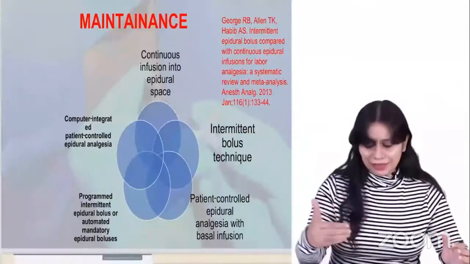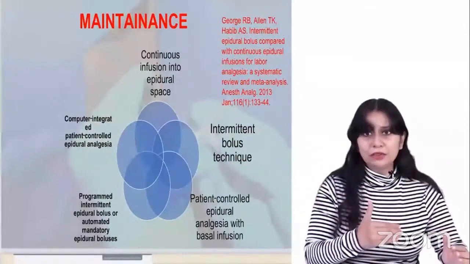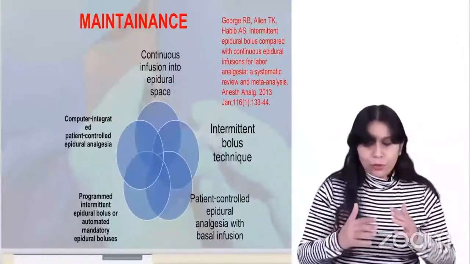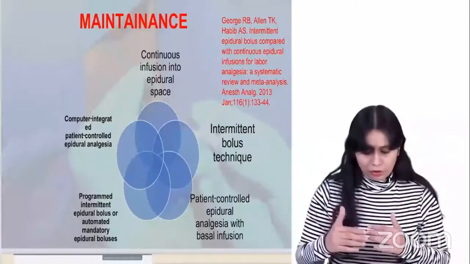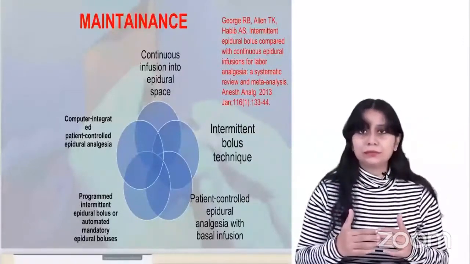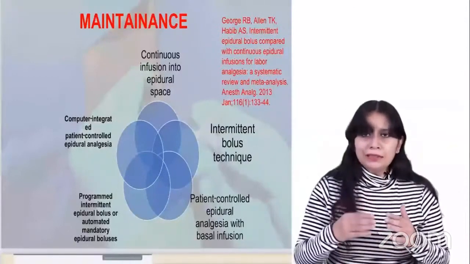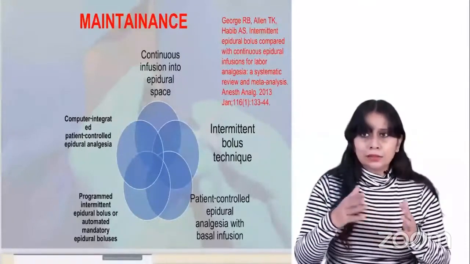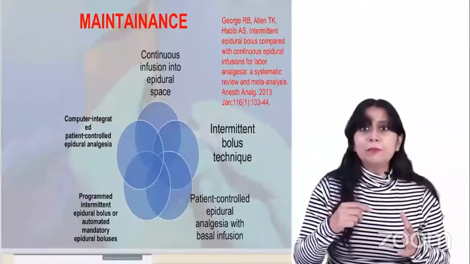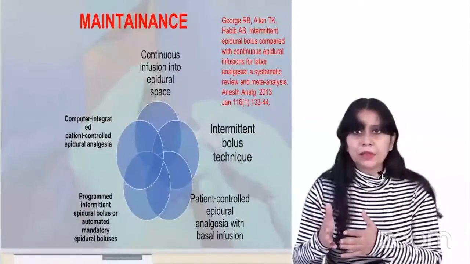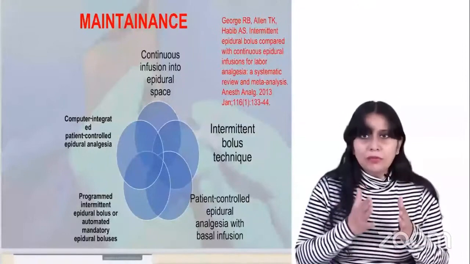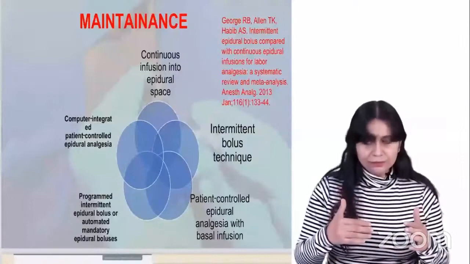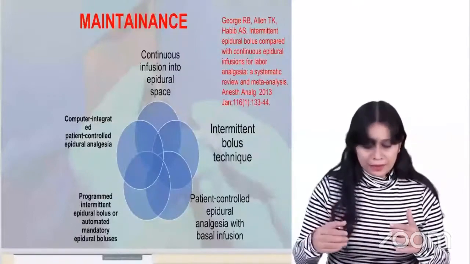But above this technique, the patient control epidural analgesia with a basal infusion, I would like to talk about two more novel techniques. One is programmed intermittent epidural bolus or automated mandatory epidural bolus. What is this? In this, instead of the continuous baseline infusion, the device is programmed to give intermittent boluses at particular intervals. And studies have shown that this provides better analgesia over a continuous infusion technique. I will talk about the studies in a second.